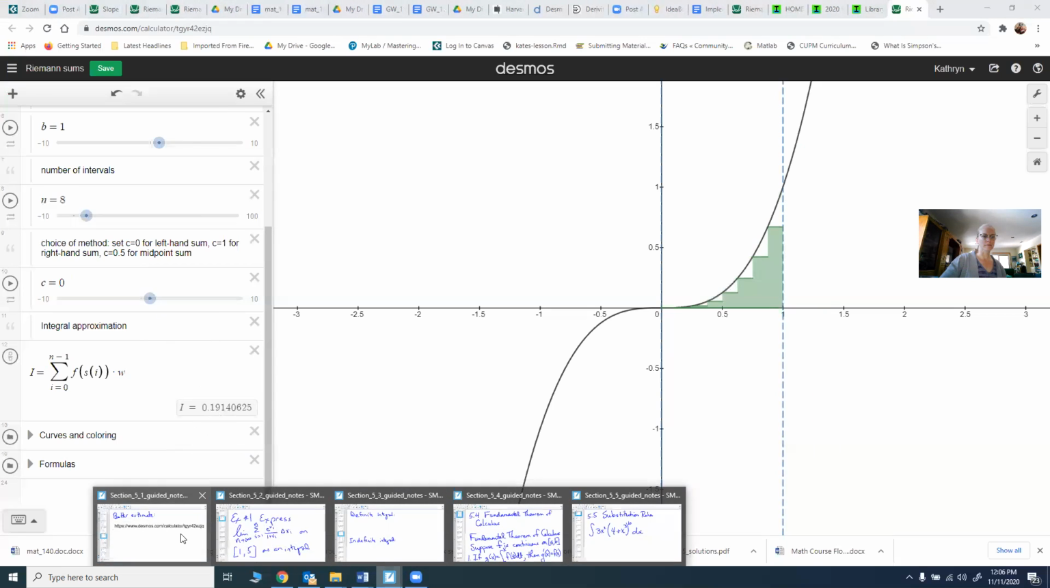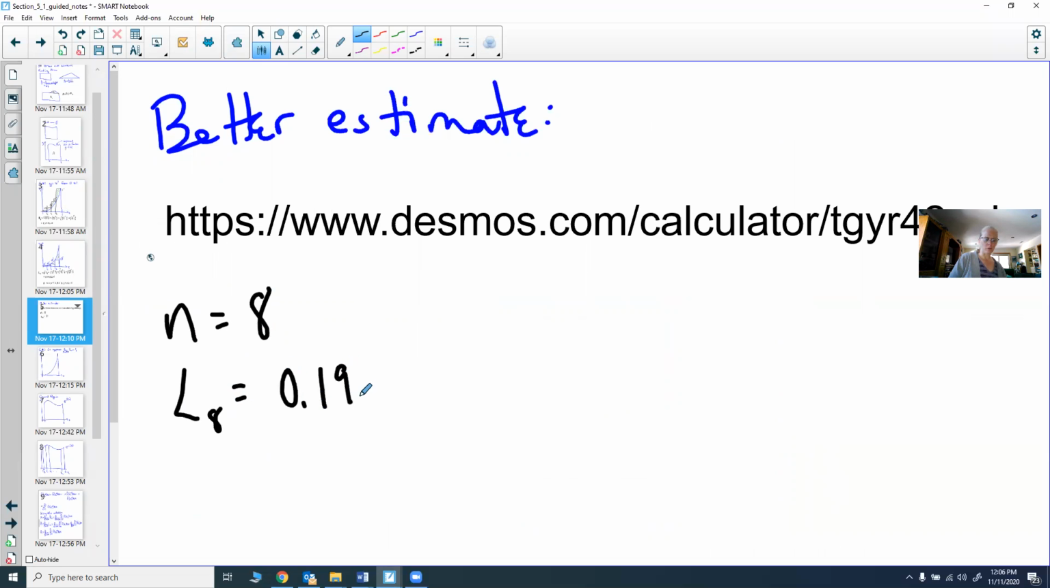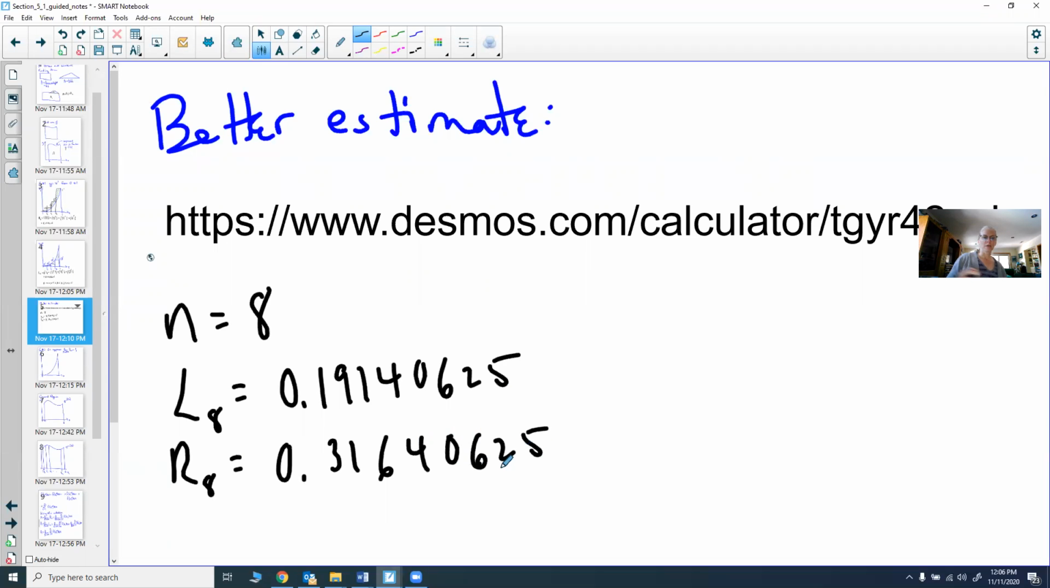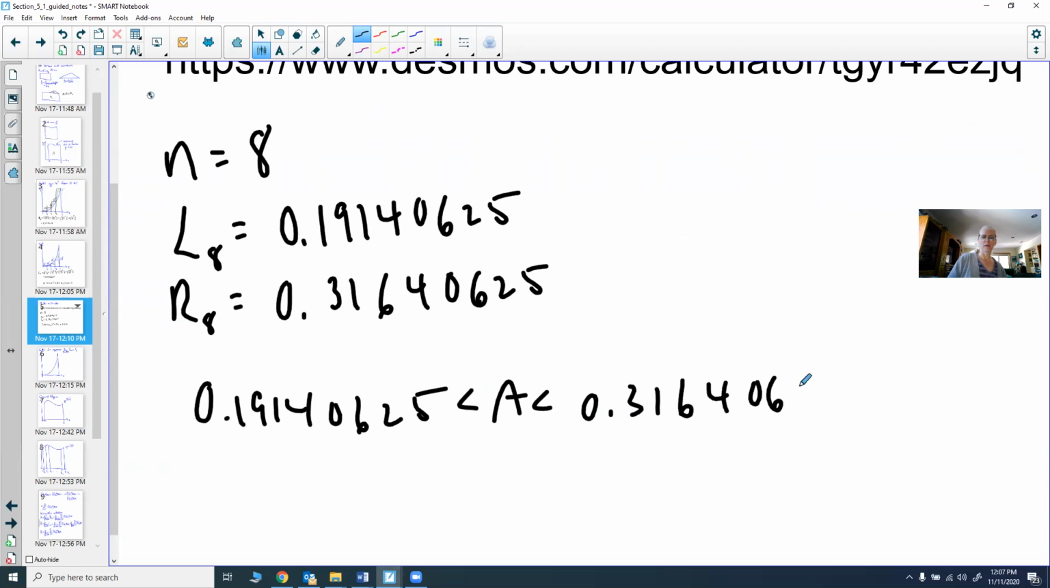So if I go back over here, I can put those in. We had with n equals 8, my L sub 8, remember that means left sums, left endpoints, was 0.19140625. And my right sums was 0.3164, sorry, 0.31640625. So I know my area is somewhere between these two. So I can now say my area is between these. And notice we get a little bit tighter. This is a closer interval than we had before.